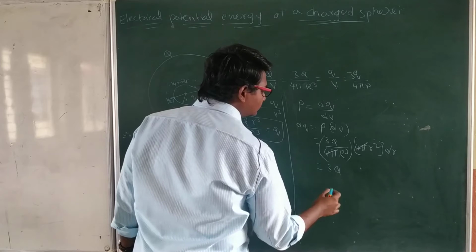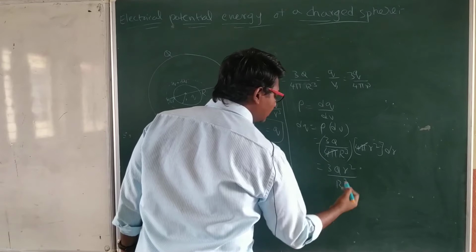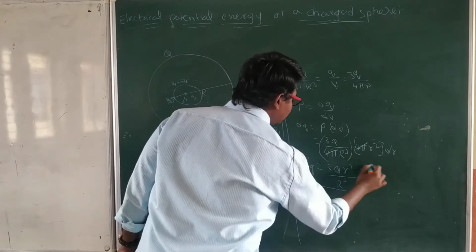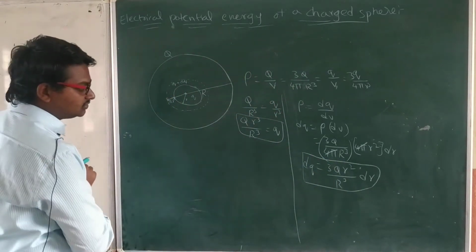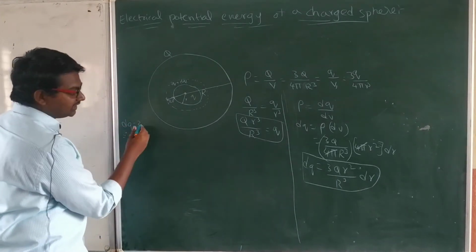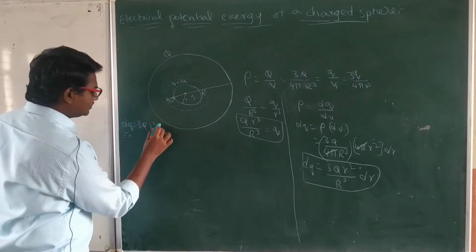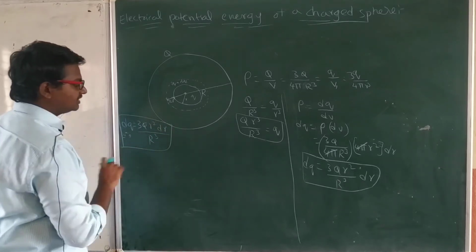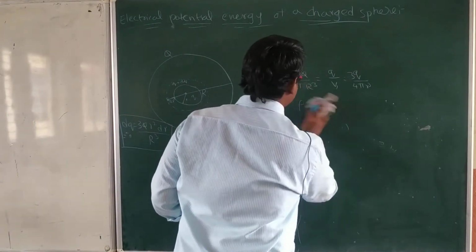Now we are going to observe 3Qr²/R³ into dr, which is dq. We found dq like this: dq equals 3Qr² dr by capital R³. Let's write this one here. This one is important for us. We will use this in the next step. Now we can remove this.